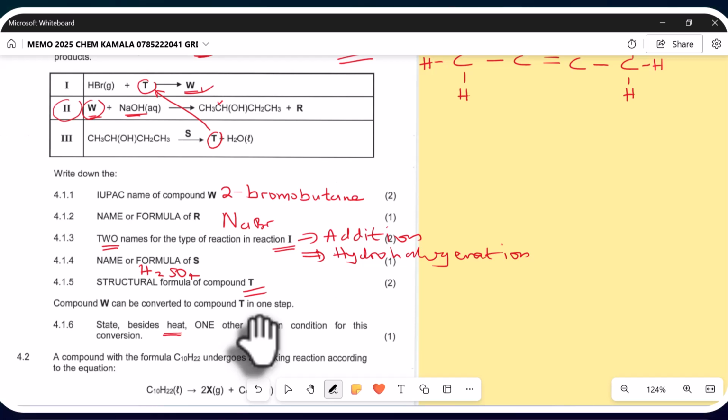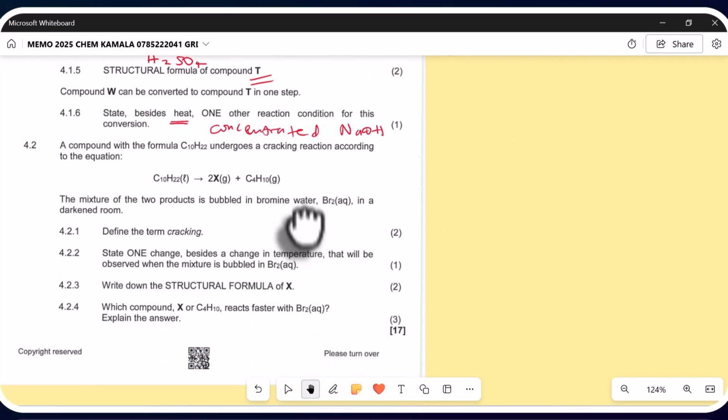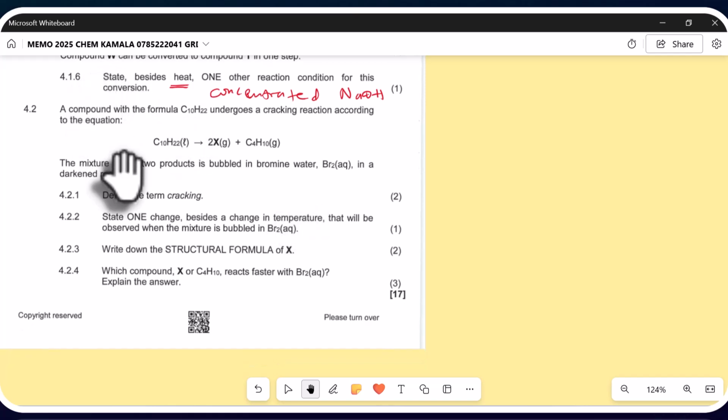Then they say here, state one change, besides a change in temperature, that will be observed when the mixture is bubbled in bromine water. Now, in bromine water, the bromine is going to lose its color. So we're going to say here the bromine will be decolorized. It's going to lose its color.